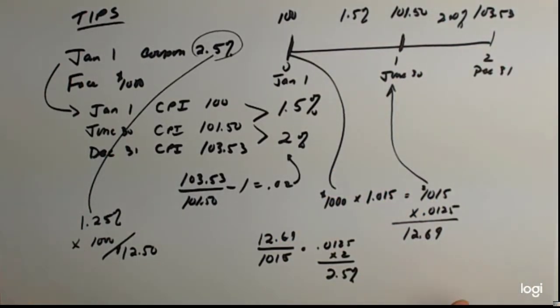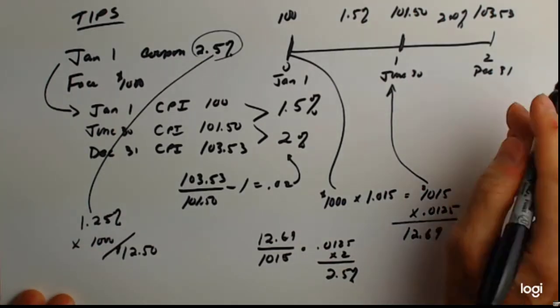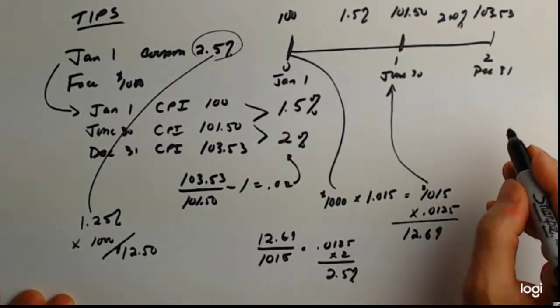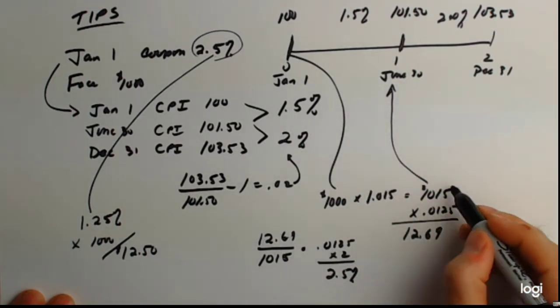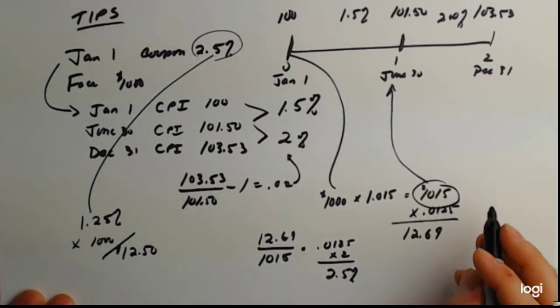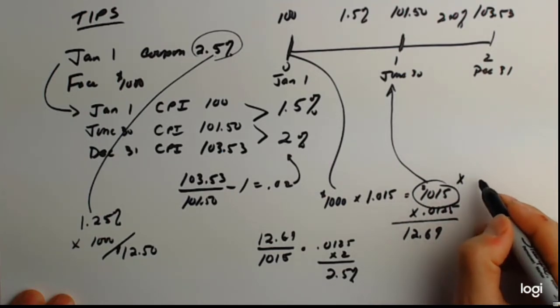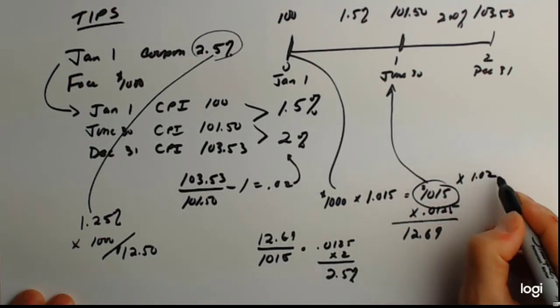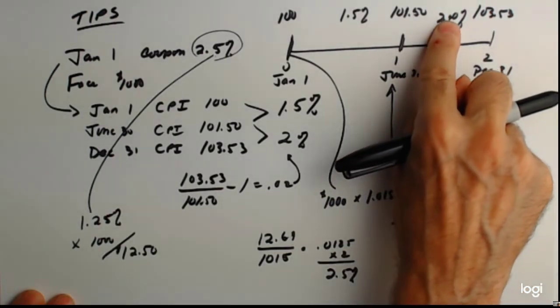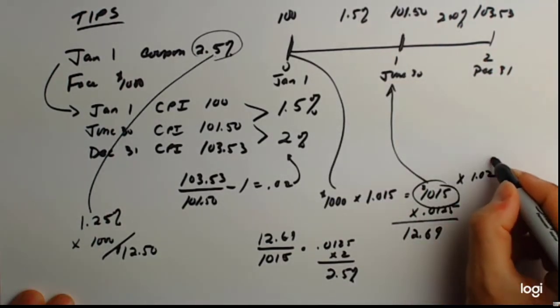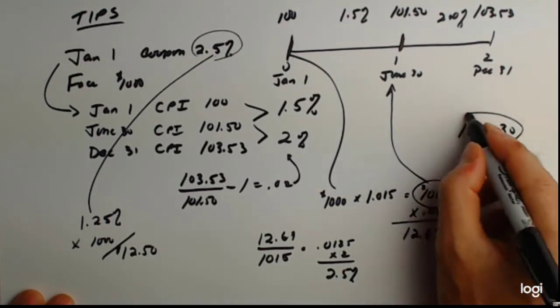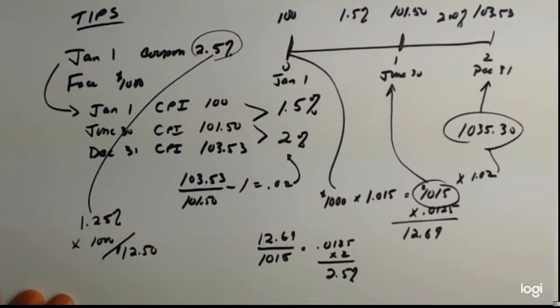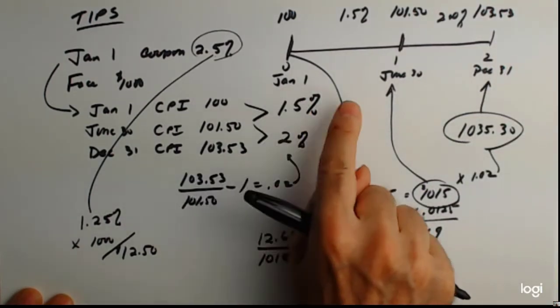Now let's continue a little further and ask, what is the inflation adjusted principal at the end of the second 6-month period? Well, it's 1,015, and we're going to multiply that by 1.02 because that's the inflation rate in this time period. When we do that, we get $1,035.30. That is now the new face value, the new principal value for this bond. So already it's going up $35.